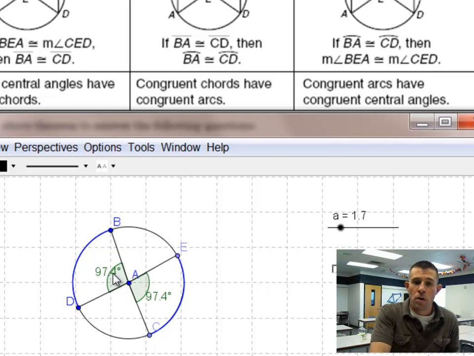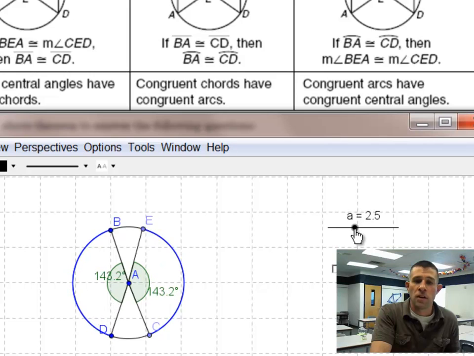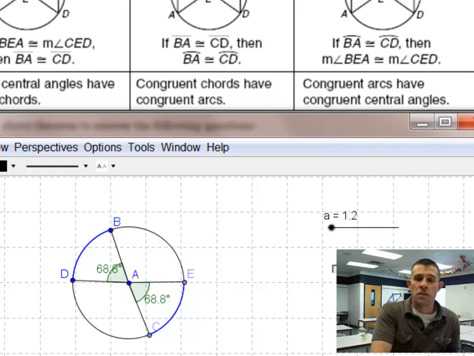Well, we also remember that minor arcs, such as DB and EC, are going to have the same measure as their central angle. So DB is also going to be 97.4 degrees, and same with arc EC, 97.4 degrees. So what you're seeing here is that if I have two congruent central angles, I'm going to have two congruent arcs as well.